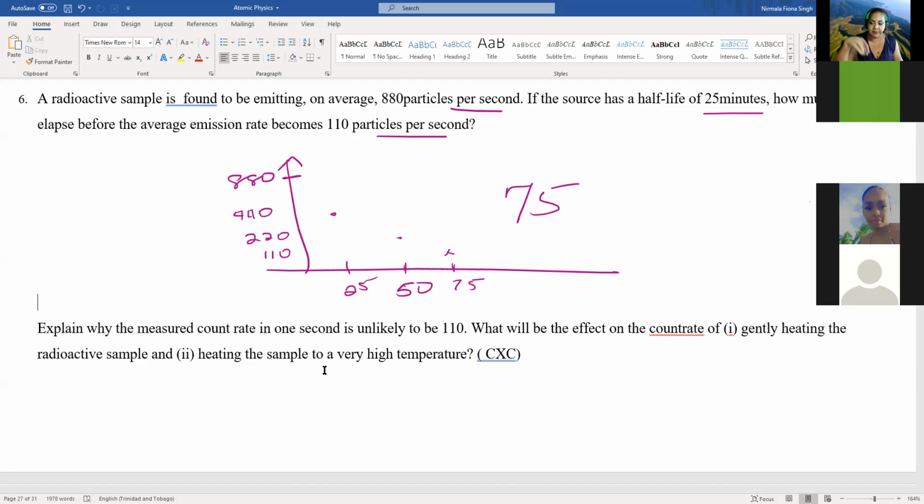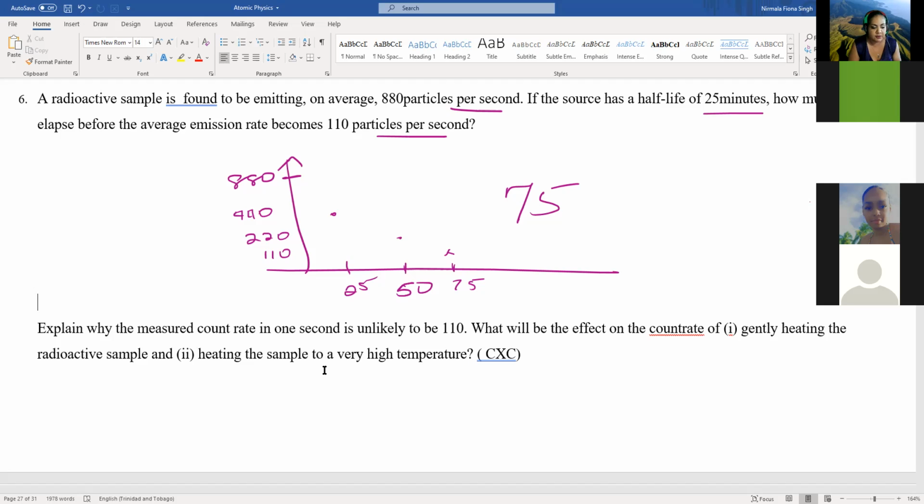right? Remember when we did the graph in school, y'all, that's how we did a best fit curve, because not all of the time we're going to get the amount that we need to fit the graph perfectly. All right, so why is the count rate unlikely? Because radioactive decay is a random process. It does not happen exactly the same all the time. This gives us a really good check, but it's not perfect because, again, it's a random process.